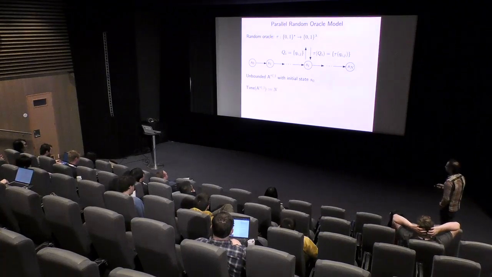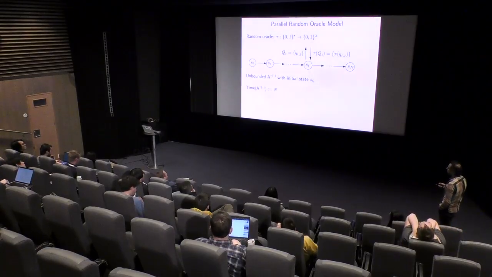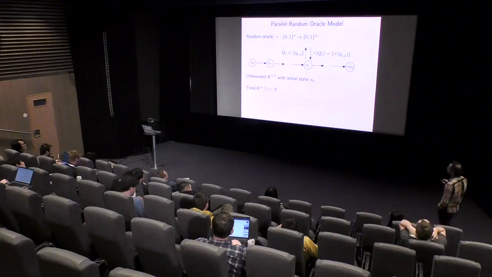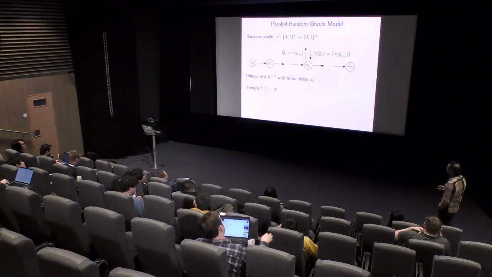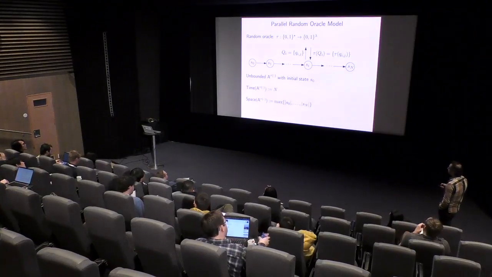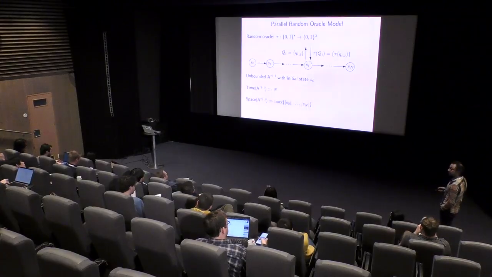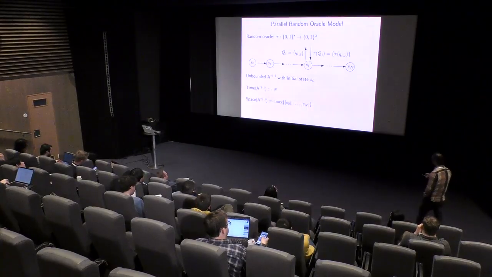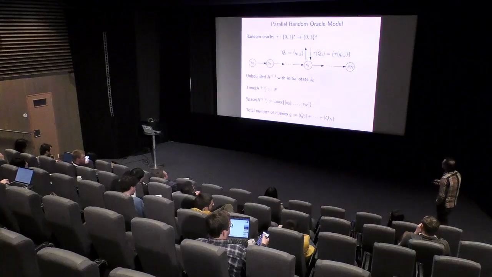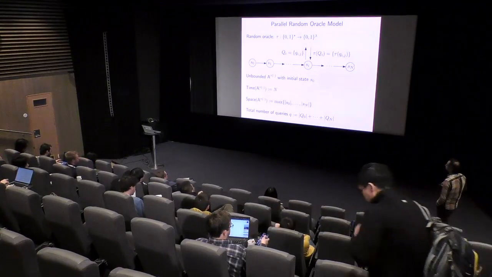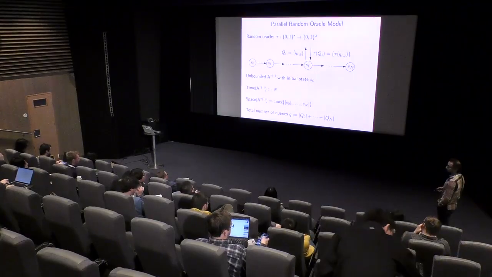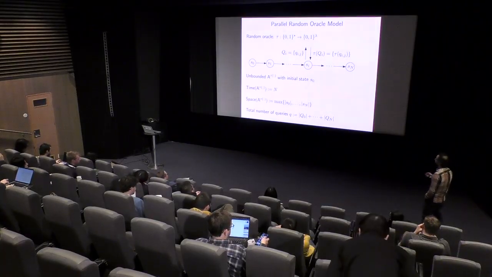The measures I care about are: the time of this adversary or algorithm is n, the number of rounds, and its space complexity is the maximum space during these rounds. Just to set this clear. And at some point, I will also need to care about the total number of queries that this adversary asked during its interaction with the oracle.